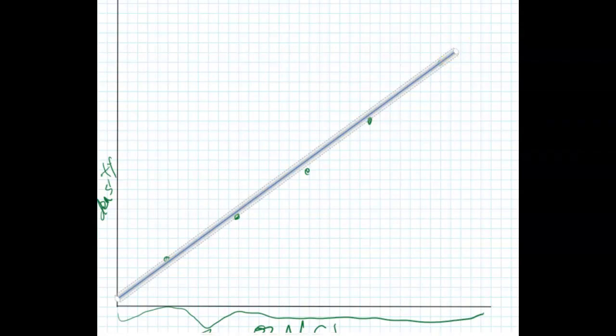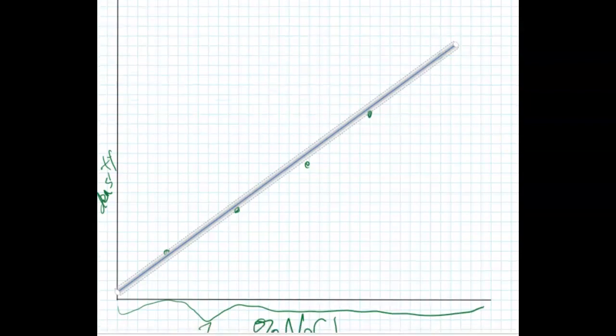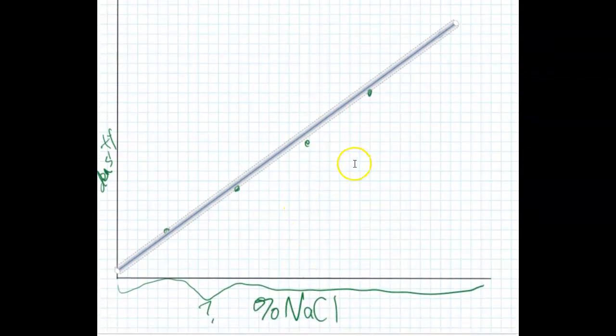So I now have the graph of my line. I have the percent NaCl, I have my density. This is the graph that you will use to interpret your unknown. So you will be finding the density of the unknown. That's question 4 in the lab.